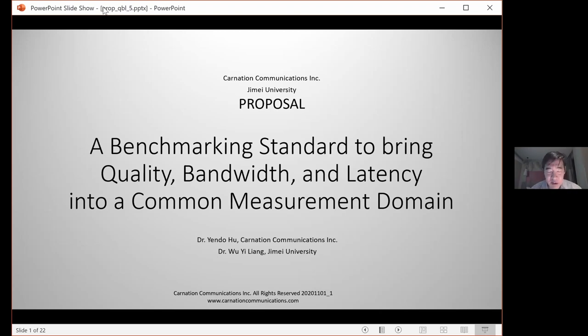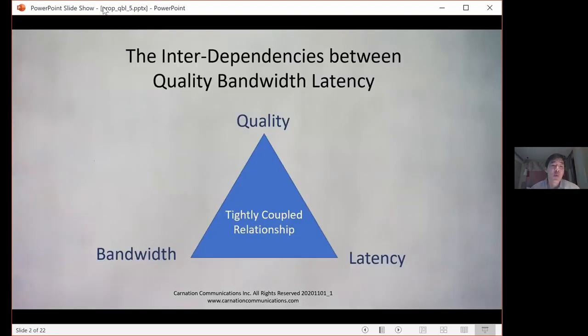So coming down to the subject: quality, bandwidth, and latency. The reality is that very little work has been done in bringing all three of these parameters together. They are actually interrelated, in the sense that as you improve one, one of the other two components will have to be sacrificed. Let me go through some of these slides here. What we do see is that as you increase one, you tend to push out the other.